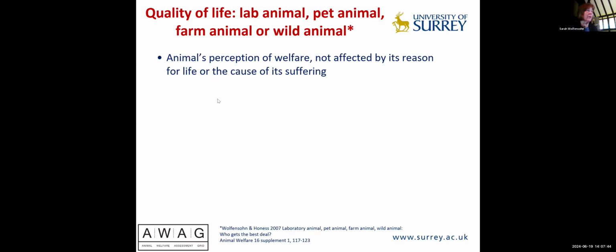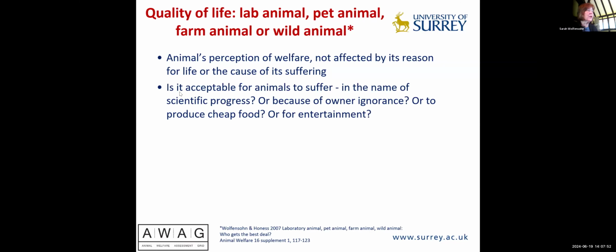Because of course the quality of the animal that we're dealing with, their perception of welfare isn't affected by the reason for its life or the cause of its suffering. They don't sign consent forms for what we're doing. So we have to ask, is it acceptable for animals to suffer in the name of scientific progress in research, because of owner ignorance, brachycephalic dogs, to produce cheap food, or the farm animals for entertainment, racehorses, greyhounds, and so on? And if so, how much and for how long?